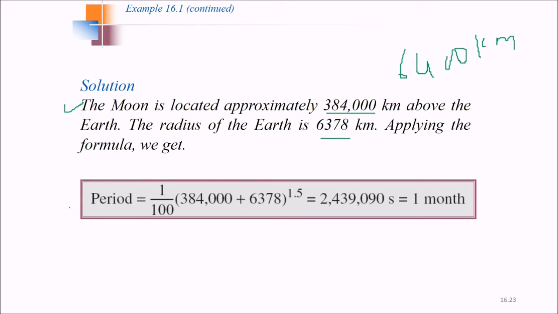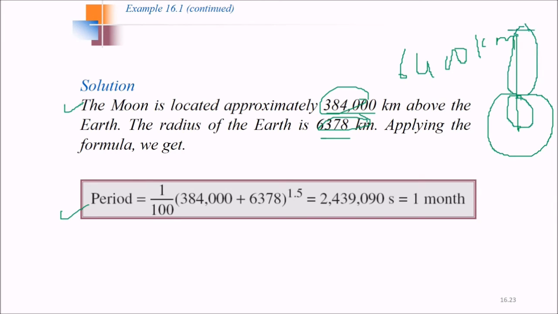And we apply the formula just as we have seen, so that is 1 by 100, that is what we have seen, c. And then distance, what is the distance? Distance is the addition of these two, because the distance is always taken from the center. So you add the radius of the Earth along with the distance. This distance of the Moon from the center of the Earth we take. So 384,000 plus 6378, and that will come to be 1 month.